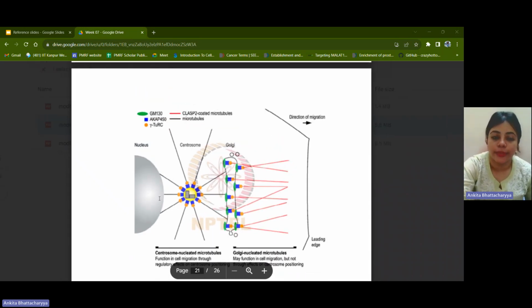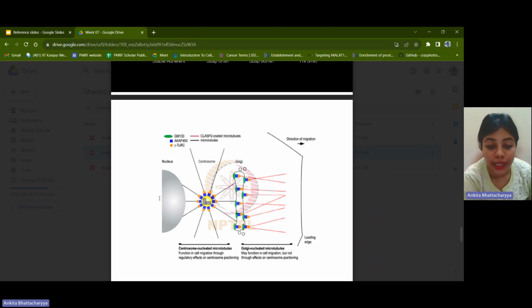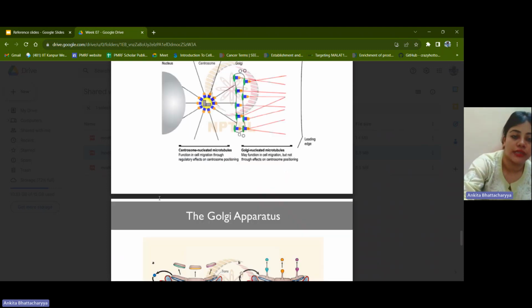Here we see the 2 types of microtubules that we just talked about before as well, some of which are centrosome nucleated. Their job is mainly in cell migration, and they do so by regulatory effects on centrosome positioning. Versus the Golgi nucleated microtubules, which might function in cell migration, but not through effects on centrosome positioning. And this we see is the direction of migration, and this would be the leading edge in those cases.